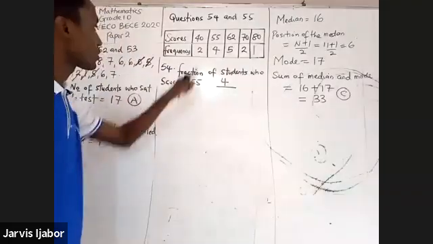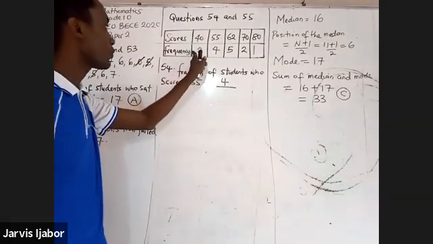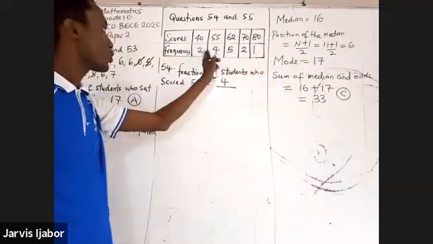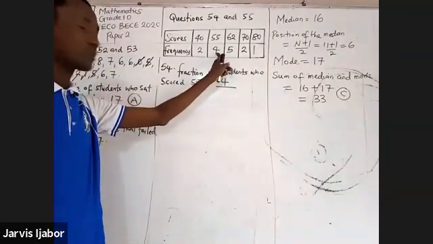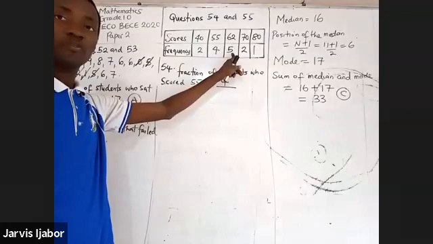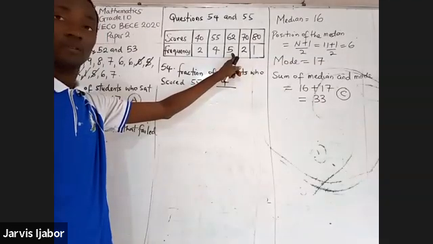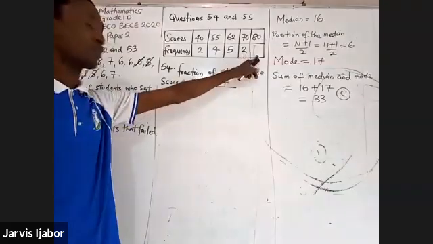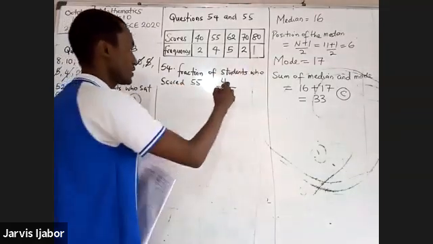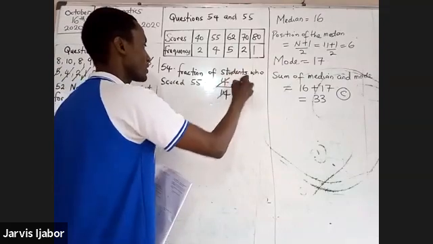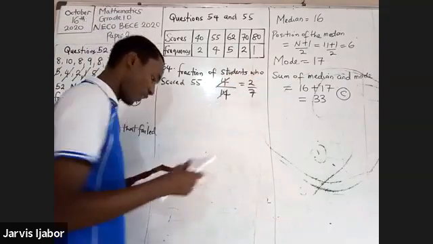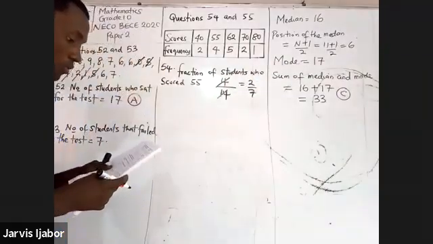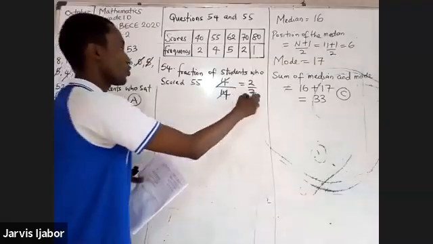Now you look for the total frequency. 2 plus 4 is what? 6. 6 plus 5 will be what? 11. 11 plus 2, 13. 13 plus 1, 14. So it will be 4 over 14. You reduce to the lowest terms, and that will be 2 over 7. So the fraction of students who scored 55 will be 2 over 7.